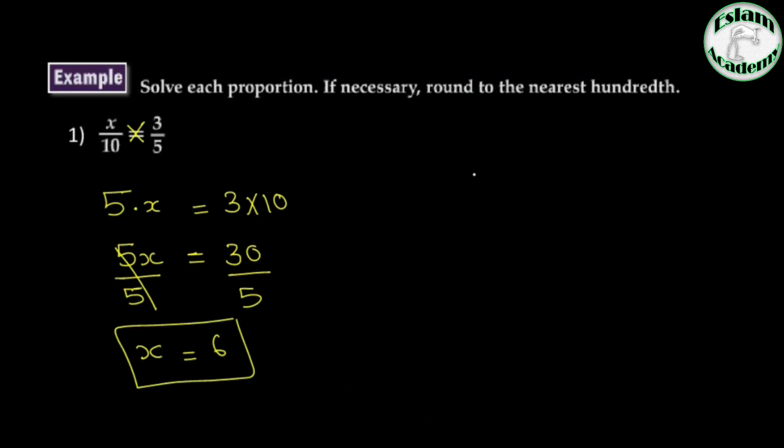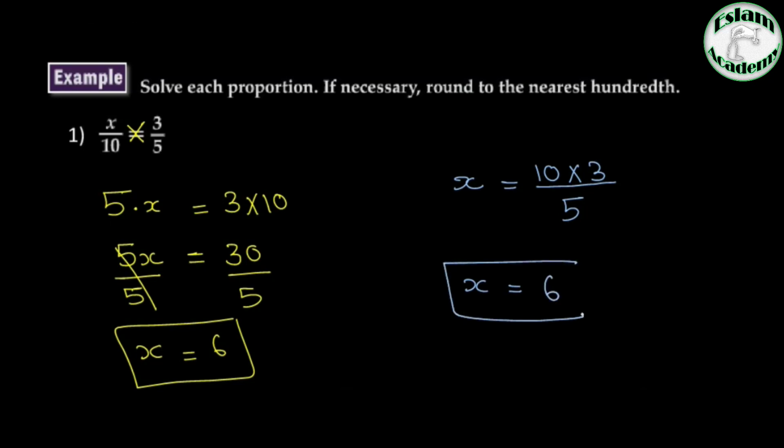We have another way to solve. We need to find the value of x, the variable. The term which is opposite to x must be written at the denominator. 10 times 3 will be written at the numerator. Now x will be equal to 10 times 3, which is 30, divided by 5, equals 6. So we can solve it in one step.